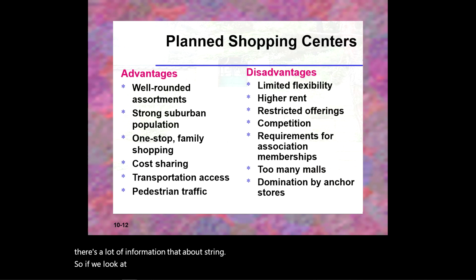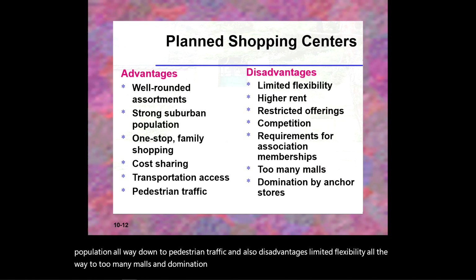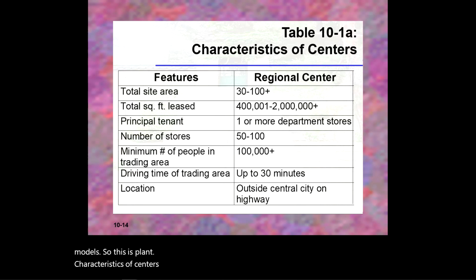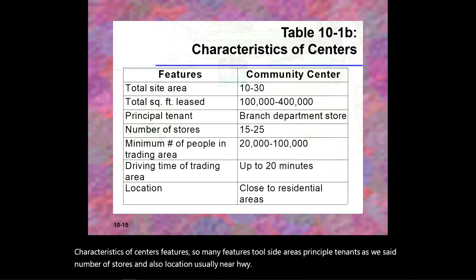So if we look at planned shopping centers, right? Advantages: well-rounded assortments, strong suburban population, all the way down to pedestrian traffic. And also disadvantages: limited flexibility, all the way to too many malls and domination by anchor stores. That's a big issue in many of these malls. So this is planned. Characteristics of centers: there are many features: total site area, principal tenants, as we said, number of stores, and also location, usually near a highway.